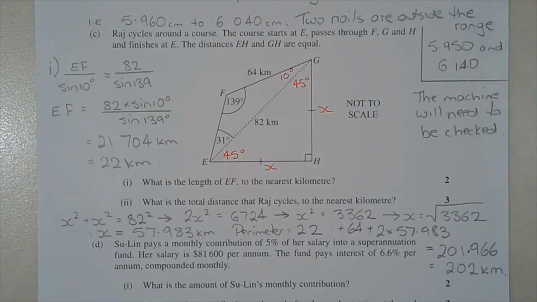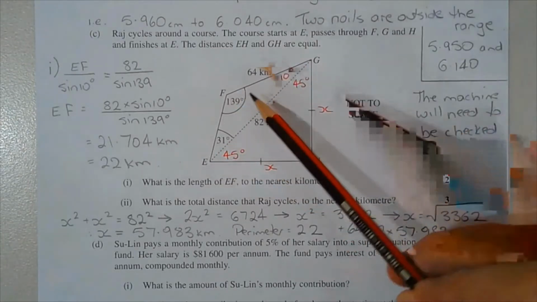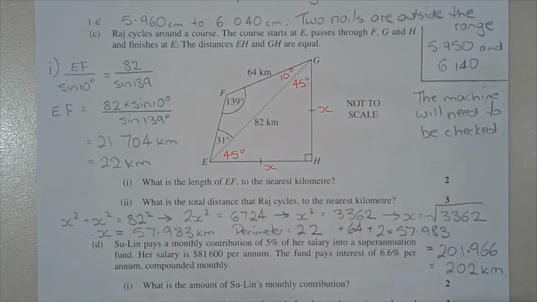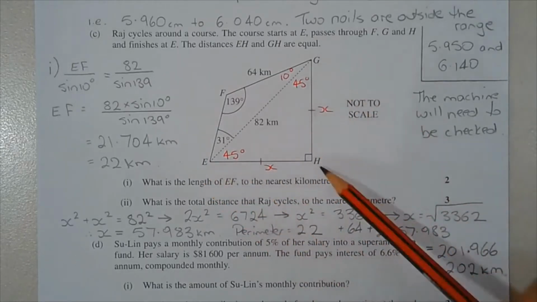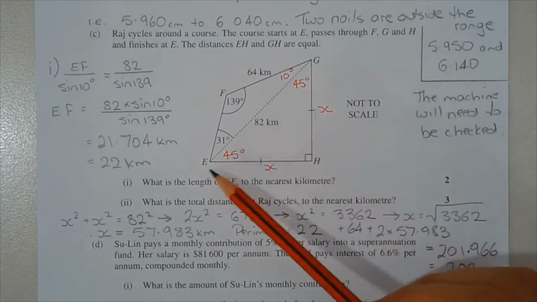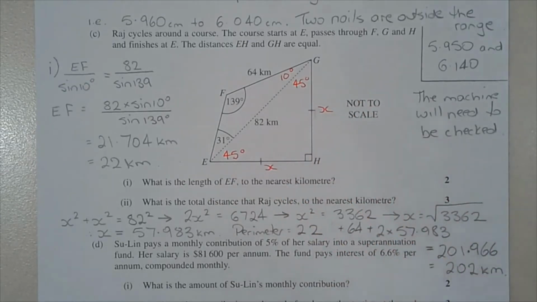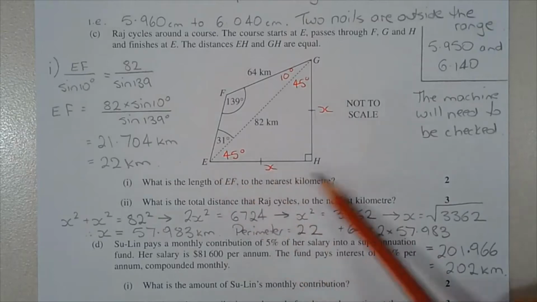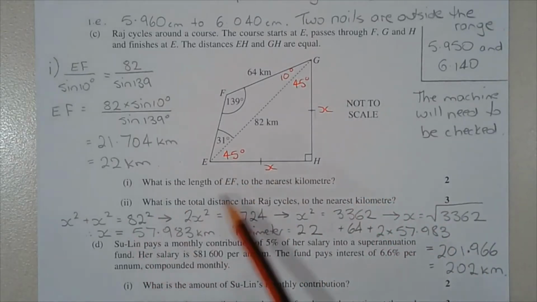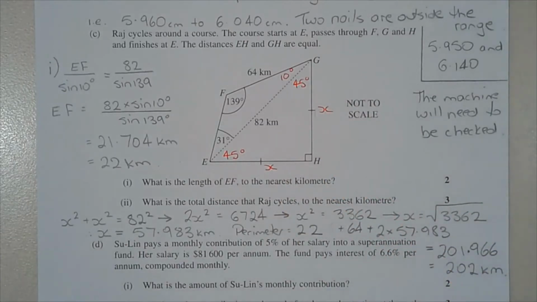Part 2. What is the total distance that Raj cycles to the nearest kilometre? Now we know side EF, that's 22 kilometres, and we know side FG, that's 64 kilometres. We need sides EH and GH. Now sides EH and GH belong in this right-angled triangle here, which is an isosceles right-angled triangle. One of the sides is known, that's the hypotenuse. Since these two sides are equal in length, we can apply Pythagoras' theorem to find either one of these two sides. I've just let EH equal x, which is equal to GH, which is also equal to x, just to make the calculation a little bit easier.